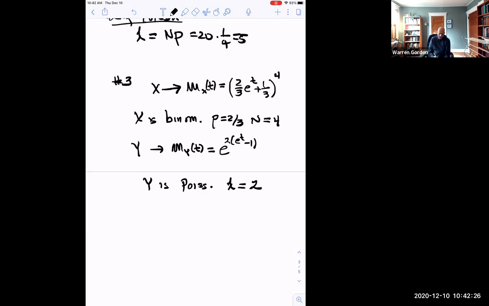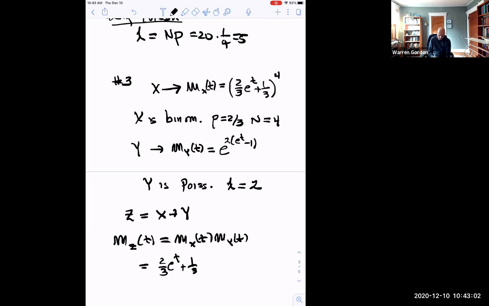Now, since X and Y are independent, did I call them X and Y or X1 and X2? X and Y. Z is X plus Y. So the moment generating function for Z, since X and Y are independent, is the product of these moment generating functions. And that will just turn out to be (2/3 e to the t plus 1/3) to the 4th times e to the 2 (e to the t minus 1). So there's your moment generating function for Z.